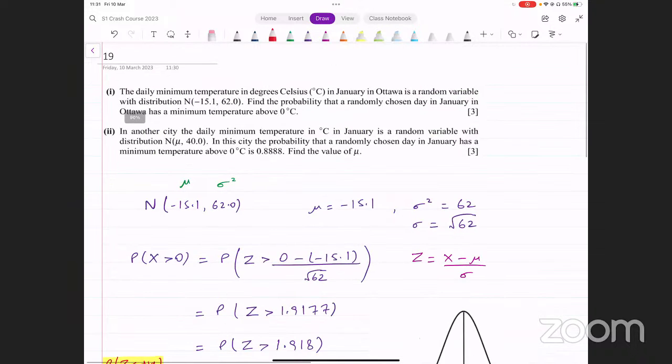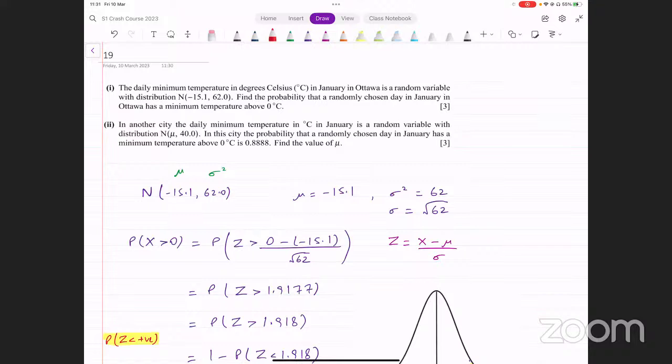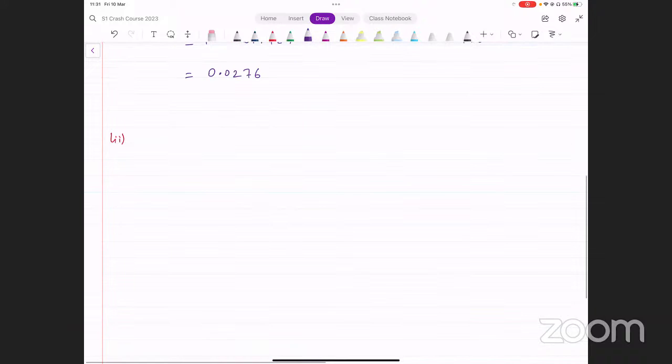Now in the second part, it says, in another city, so in the first part, we had the city Ottawa, for which we had to find some probability. In the second part, it says, in another city, the daily minimum temperature in degrees Celsius in January is a random variable with distribution N(mu, 40). So that means, let's actually just write that down here, N(mu, 40). What does it mean? Mu is unknown. We don't know the value of mu. Sigma square, however, is 40, which means sigma is square root of 40. All right.